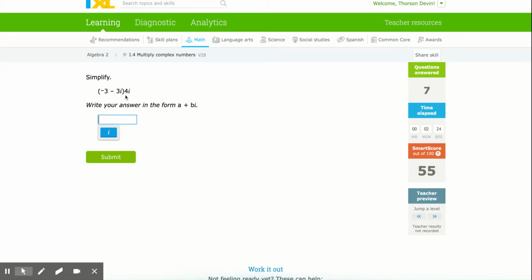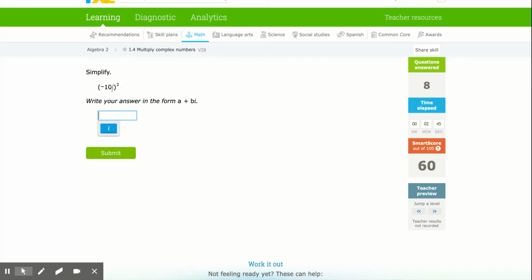Again, I'm going to do the i terms first because that i's will go away. A -3 times a 4 is a -12. The i times the i is a -1. -12 and -1 make positive 12 when you multiply them together. And then the 4i times the -3 will be a -12i.